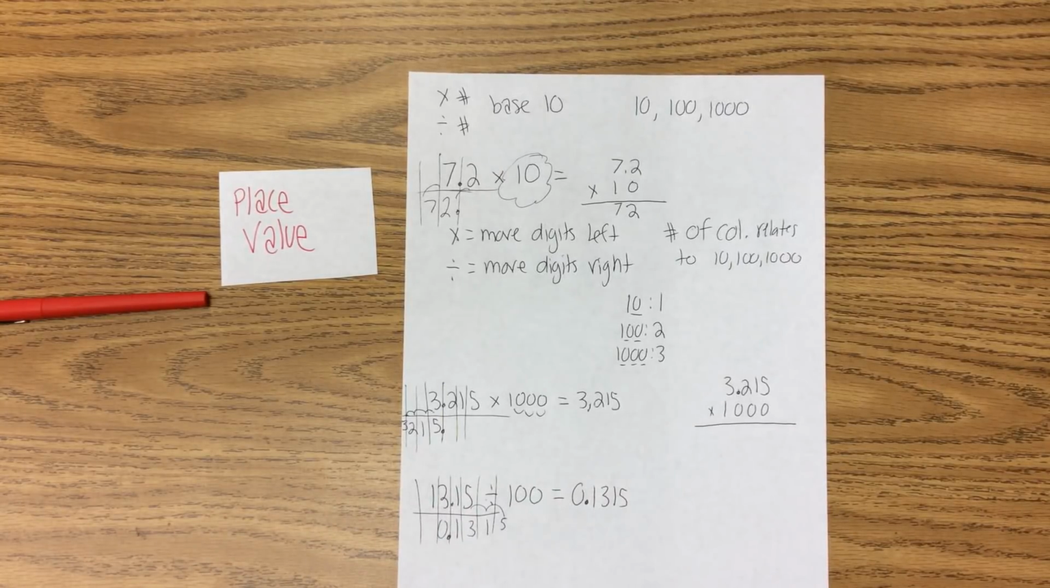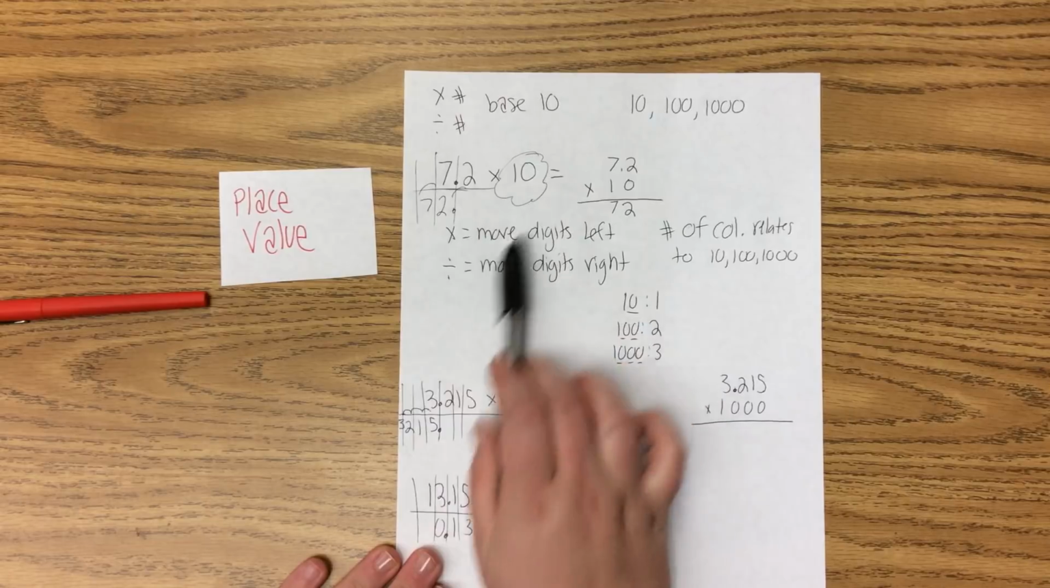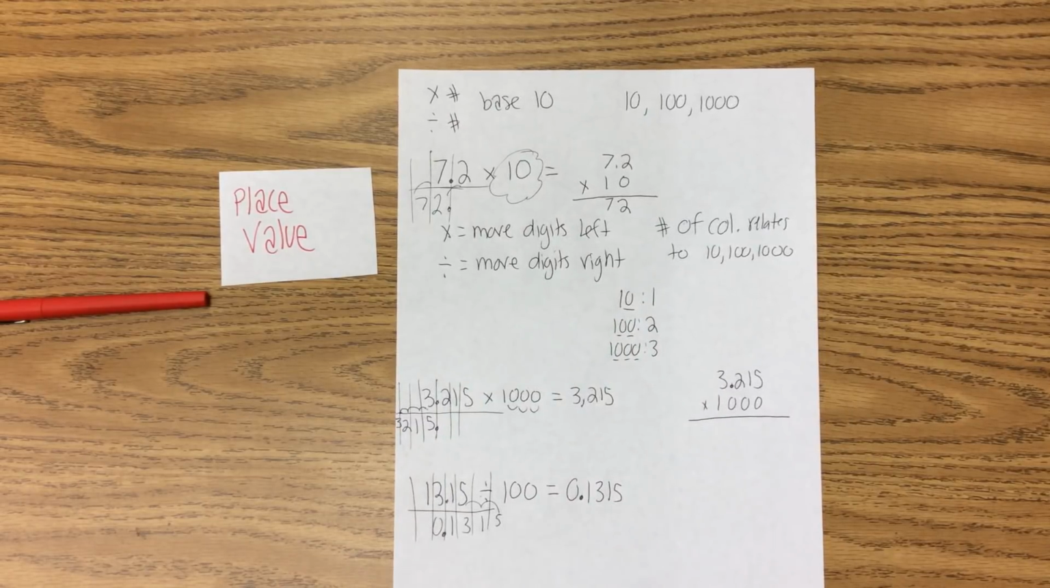But the easiest, quickest way is to think about your place value chart and how you can use that to help you move your numbers. Don't forget that you're not just moving the numbers, you have to think about that decimal. That decimal should stay vertical the whole time, so you're moving your numbers around the decimal. And that is a quick review on how to use place value charts and think about place value when you're multiplying and dividing numbers by base 10.